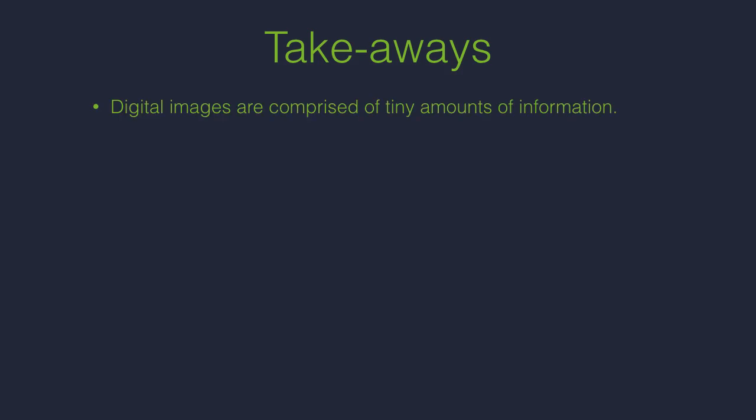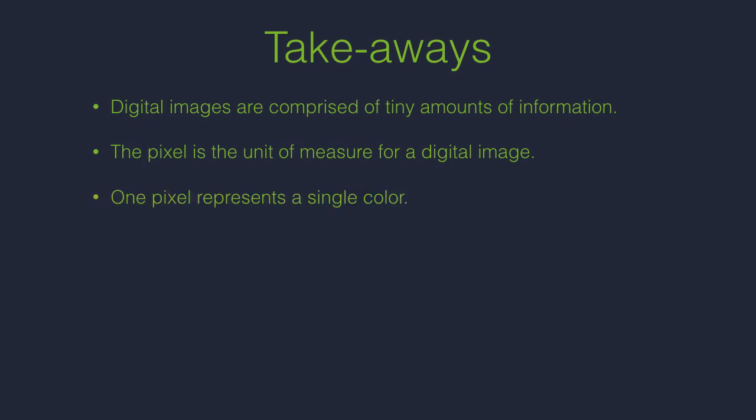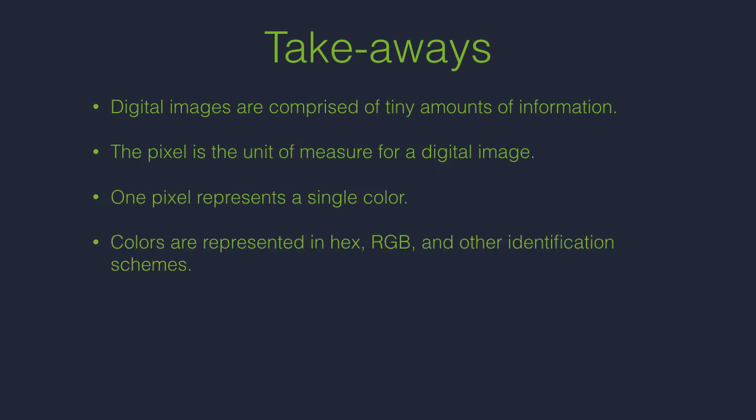Digital images are comprised of tiny amounts of information. The pixel is that unit of measure for a digital image. One pixel represents one single color. It's holding one piece of information, that single color. Colors are represented in hex, RGB, and other identification schemes. We covered the RGB here and hex. Pixels are identified by their location within that coordinate pixel grid.